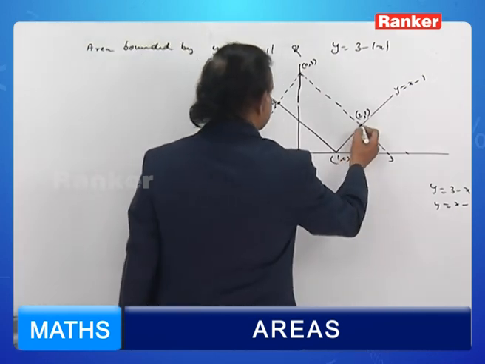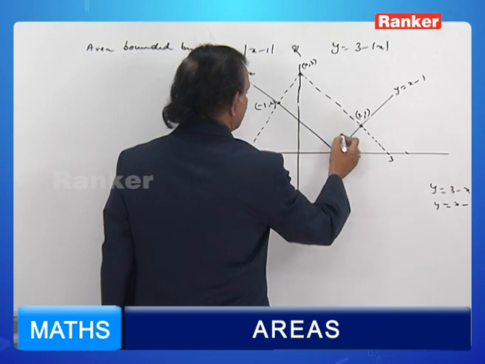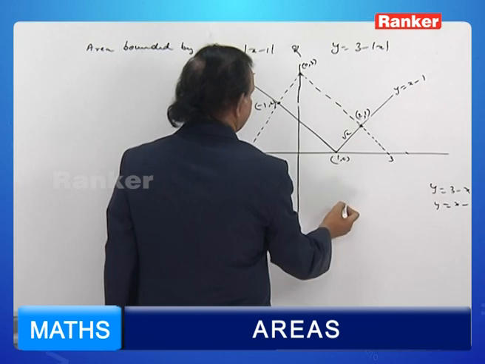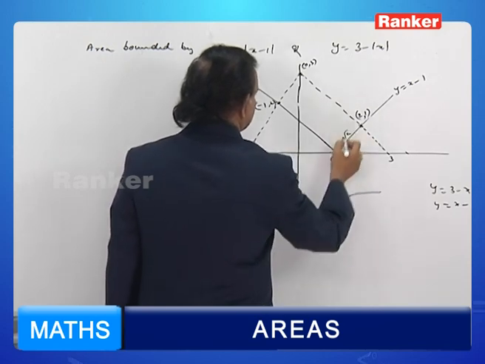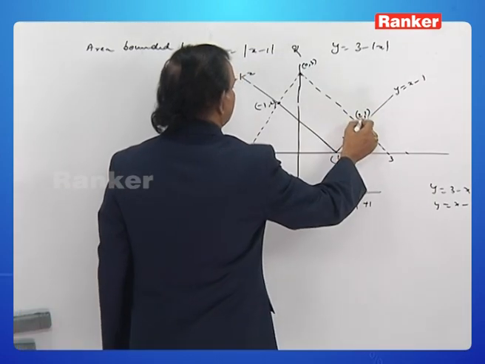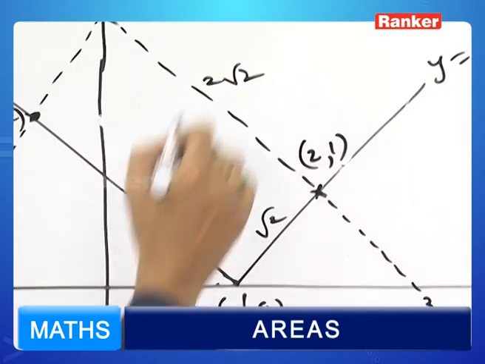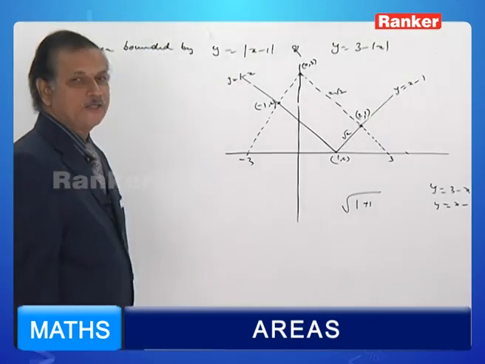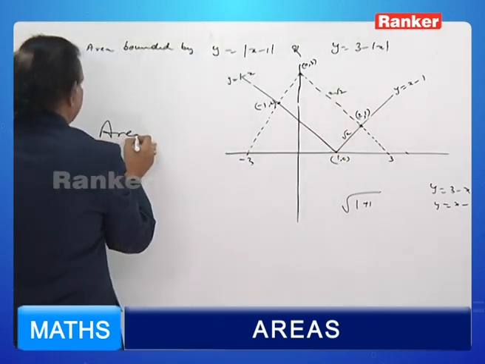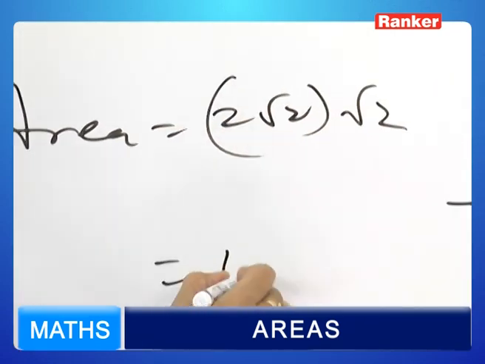Well, what is the distance between these two? (2, 1) and (1, 0). Square root of 1 plus 1, that is root 2, isn't it? What is the distance between the other two? Square root of, difference is 2, square is 4, 4 plus 4. This is 2 root 2. So, length is 2 root 2, breadth is root 2. Therefore, area is equal to 2 root 2 into root 2. Hence, the answer is 4.